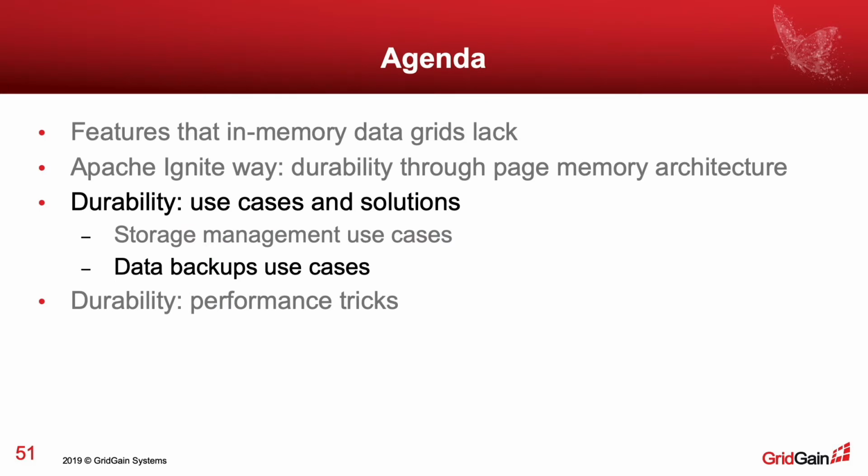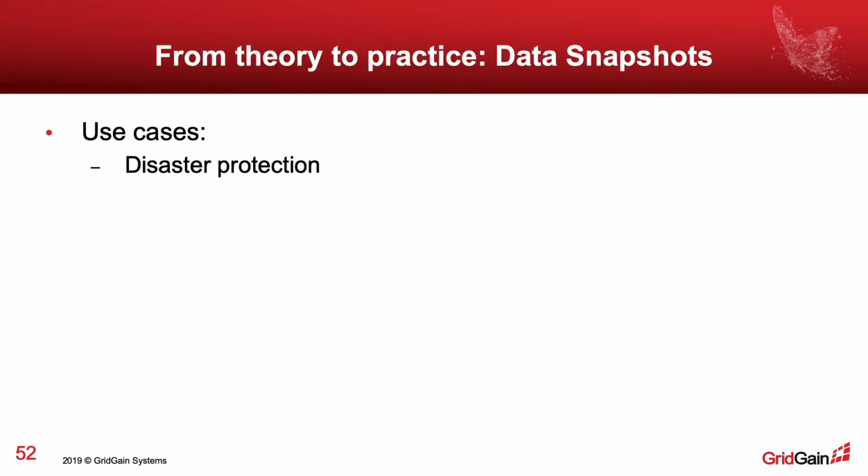That's fine. And there's another case when persistence works, and it's data backups. Now I'll tell you how to use it in Apache Ignite or GridGain and how to use it in different scenarios. First of all, why you may want to use data snapshots. First of all, it's obviously disaster protection. If something bad happens, you just recover to the previous point of time.